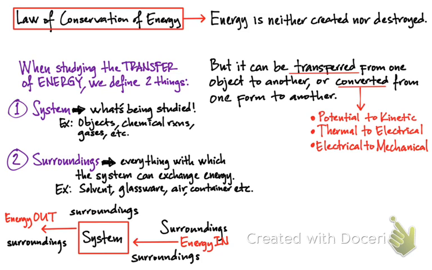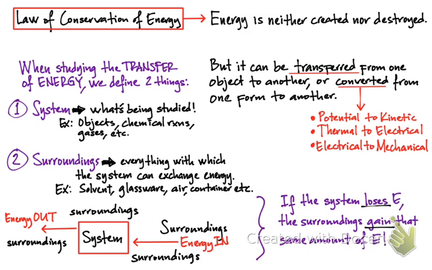Here's a schematic illustration showing you that energy can be transferred from the surroundings to the system and vice versa. Energy can go in and or out. In a perfect and well-controlled environment, when the system loses energy, the surroundings would gain that same amount of energy.